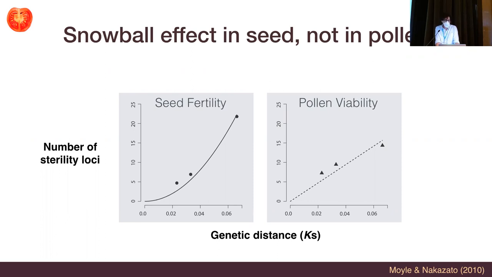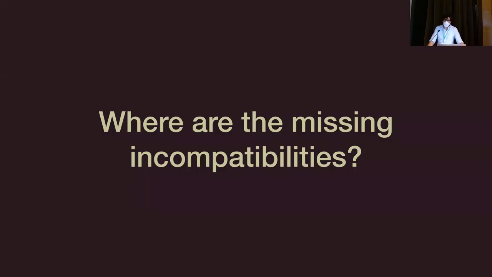What you can see there is that when they tried to correlate the genetic distance to the number of sterility loci, so the number of QTL that had individual effects on sterility for each one of these components, they saw a quadratic effect on the seed side, but a rather linear effect on the pollen side. And yes, I'm aware those are only three points, but as I said, this is the best we have so far. My question to that, of course, is where are the missing incompatibilities? What are we missing in this picture?